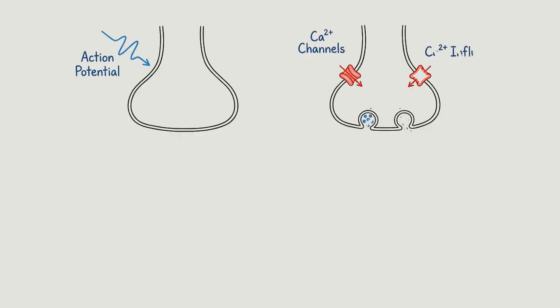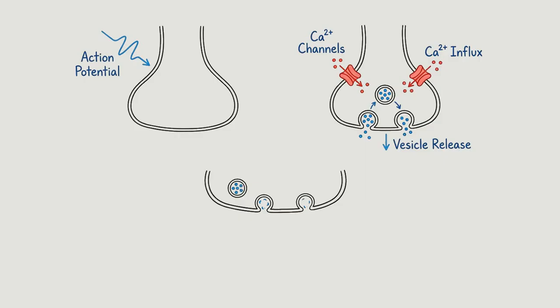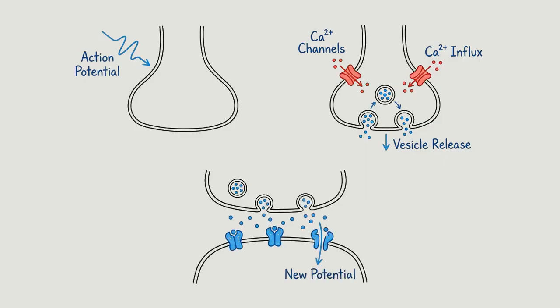When the action potential reaches the axon terminal, electrical signaling usually ends. The depolarization opens voltage-gated calcium channels. Calcium enters and triggers vesicles to release neurotransmitter into the synaptic cleft. The neurotransmitter binds to receptors on the next cell and opens or closes ion channels, creating a new graded potential.